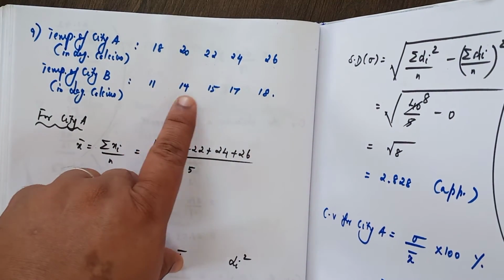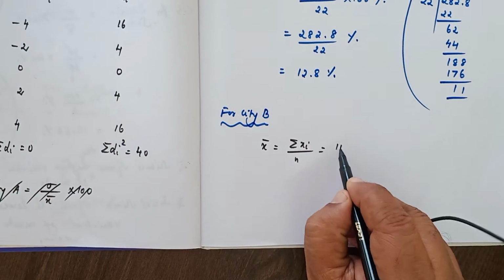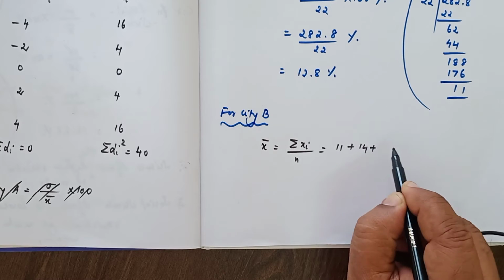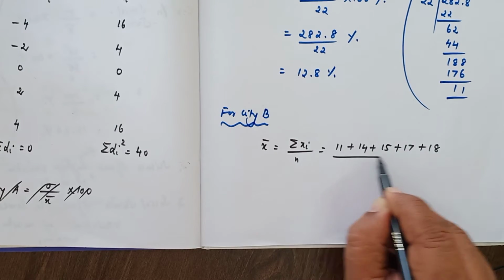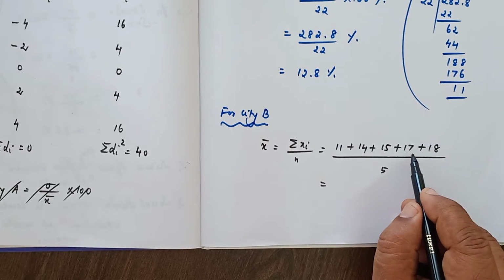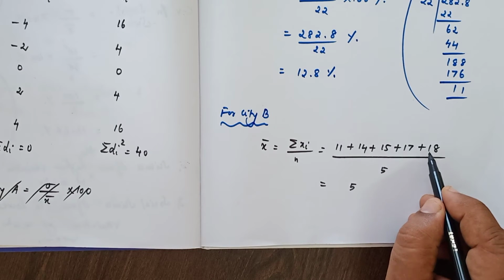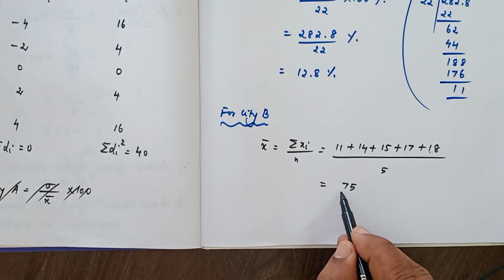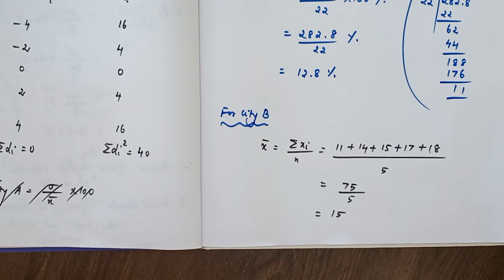For city B, the values given are 11, 14, 15, 17 and 18. Here also 5 values are there, divided by 5. 8 plus 7 is 15, plus 5 is 20, 24 plus 1 is 25, balance 2, 3, 4, 5, 6, 7. 75 divided by 5, that is equal to 15. That is the value of x bar.